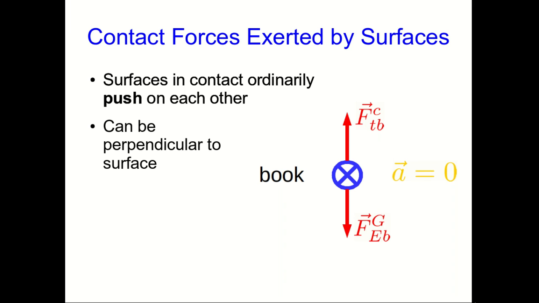We know there's a downward gravitational force on the book, and it's in equilibrium, and so the vector sum of forces has to be zero. The only way that the vector sum can be zero is if the force due to the table is straight up, and that is perpendicular to the surface of the table.